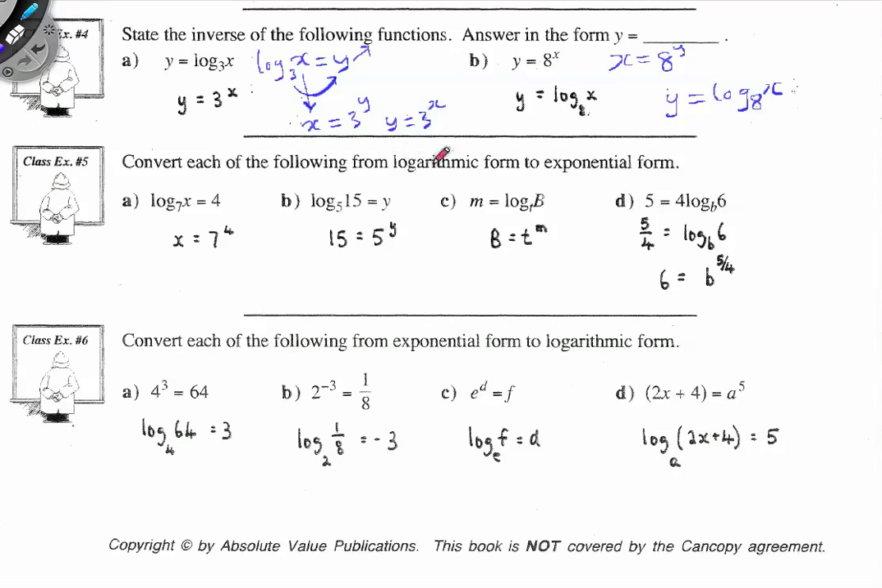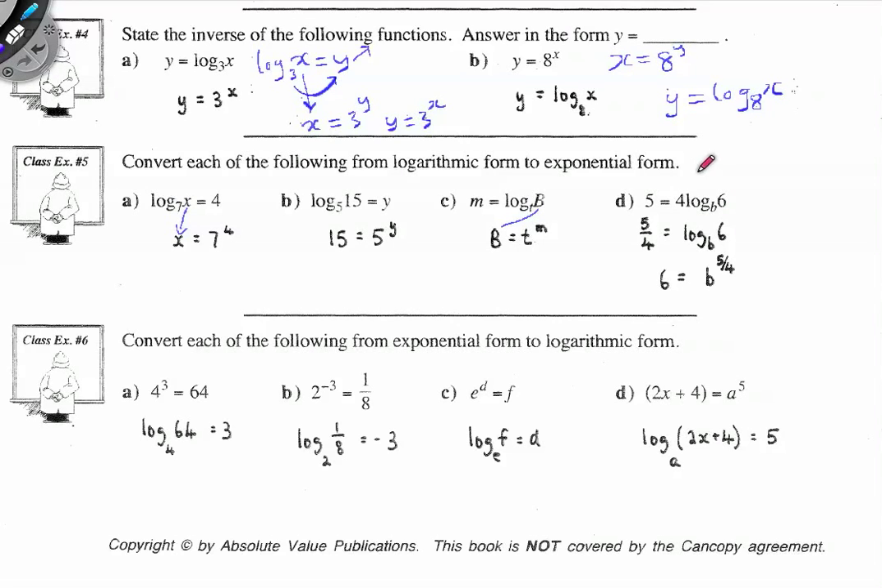Convert each of the following from log to exponential. Well, this is where you can use drop, swing, bump. Drop down the x, swing the 7 over, bumping the 4 up. Drop the 15 down, swing the 5 over, bump the y up. Drop, drop, and then we swing the t over, bumping the m up.